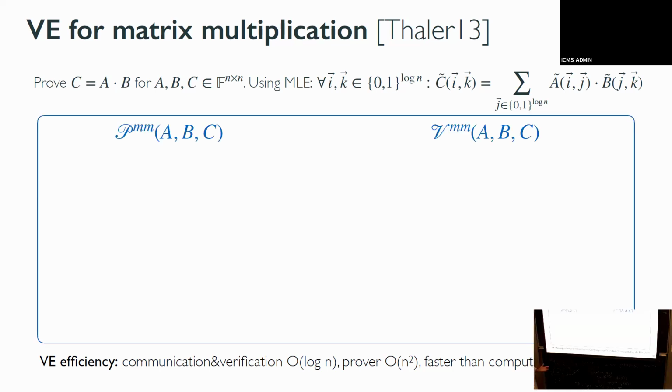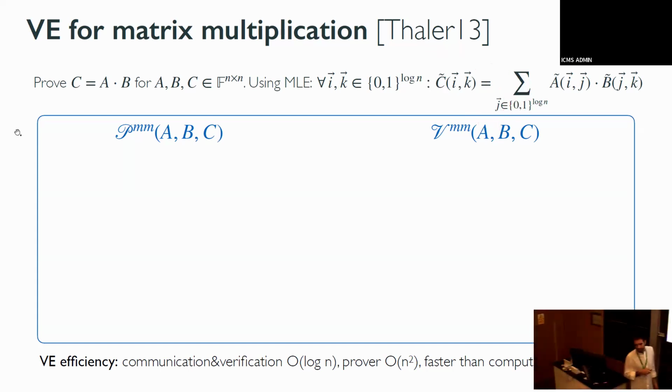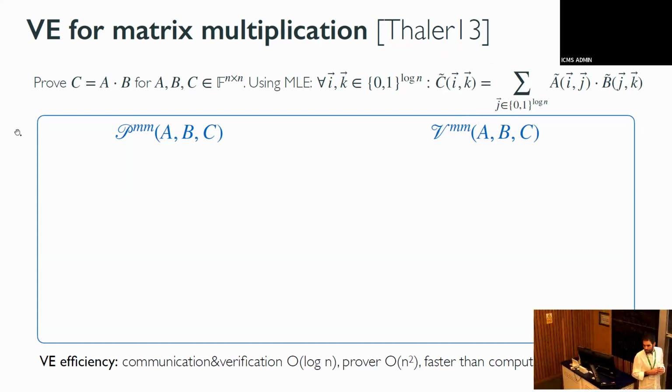Okay, so how does this work? First of all, it relies on the following formula. Here we are computing multilinear extensions of the matrices. The multilinear extensions have two log n variables, and C tilde of (i,k) encodes the entry C_ik of the matrix. This is essentially a rewriting of the matrix multiplication formula in multilinear extension form. Everybody with me on this?